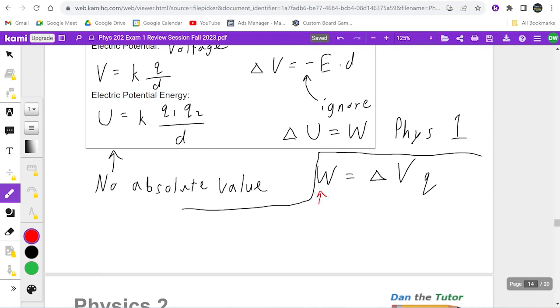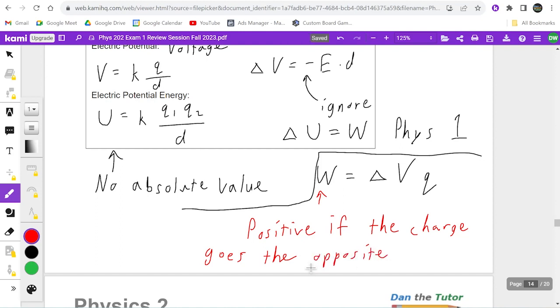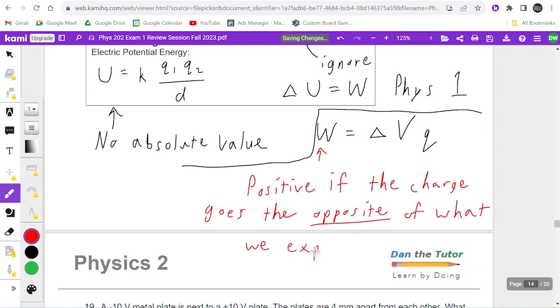Your answer is going to be positive if the charge goes the opposite of what we expect. So work is positive if the charge goes the opposite way of what we expect. And I'll explain that in a minute.